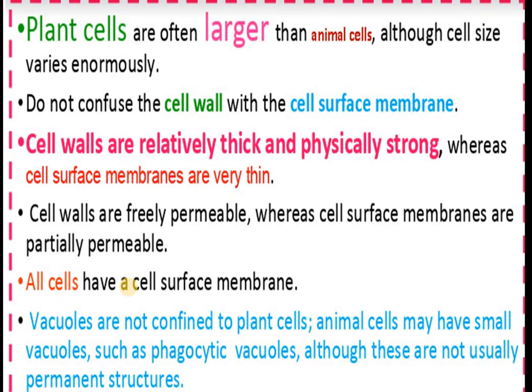Okay, this is the general discussion. Plant cells are often larger than animal cells. The size often varies enormously though. Do not get confused between the cell wall and the cell surface membrane. Cell walls are relatively thick and physically strong, while cell membranes are very thin. This is the physical difference between the two. You know about the compositions.